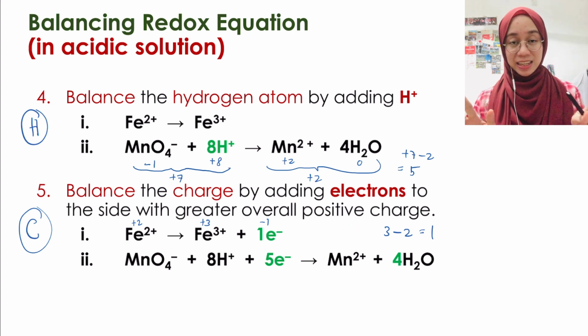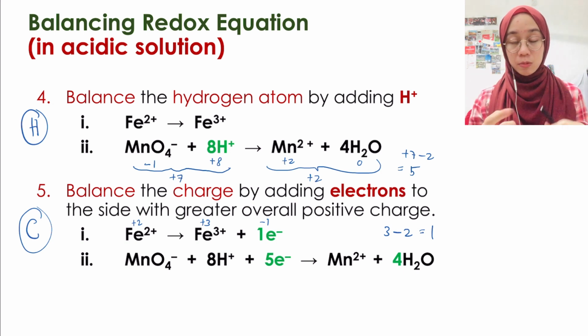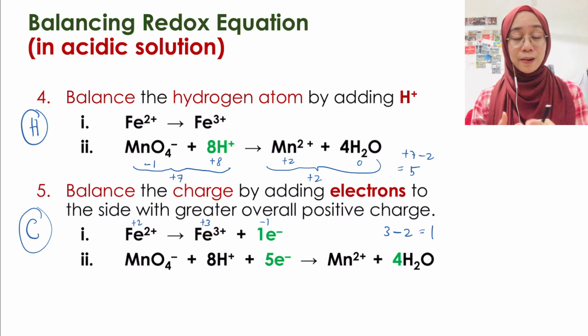It doesn't make sense, okay, because you know that one of them undergoes oxidation, bermaksud dia hilang elektron. So kalau hilang elektron, dia akan berada sebelah reactant. And another one reaction pula akan berlakunya reduction. Reduction pula dia gain elektron. So gain elektron bermaksud kamu akan tambah elektron sebelah kiri.